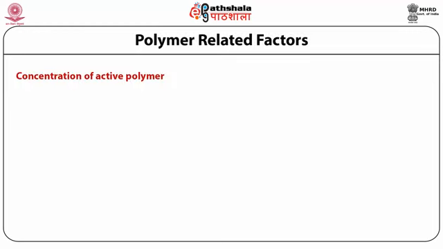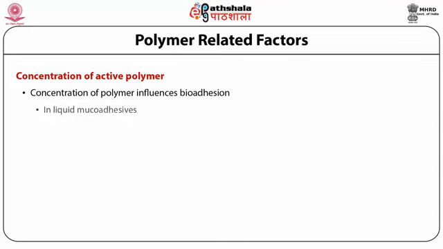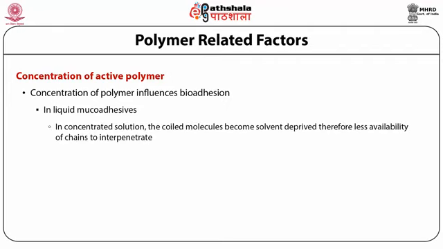Concentration of active polymer. It has been found that the concentration of polymer influences its mucoadhesion. Beyond an optimum concentration of the polymer, a significant reduction in the mucoadhesive capacity is observed. In a concentrated solution, the coiled molecules become solvent deprived and the availability of chains to interpenetrate with the mucosal surface becomes less. This result is mainly applicable to liquid mucoadhesive formulations.